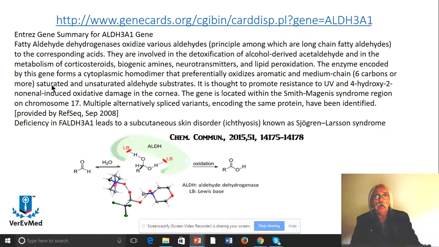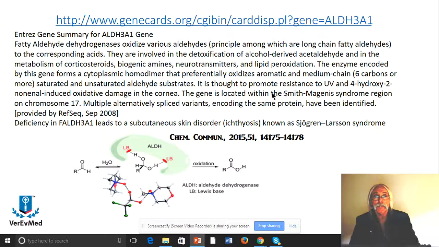The enzyme is made as a cytoplasmic homodimer, and it preferentially oxidizes aromatic, that means it has a ring structure, or usually medium chain, like I said, 6 carbons or more, saturated or even unsaturated aldehyde substrates. It promotes resistance. Now, this is why we're talking about it here, so it's really kind of cool. Resistance to ultraviolet light that we receive on Earth when we're, for example, out there getting the sun.